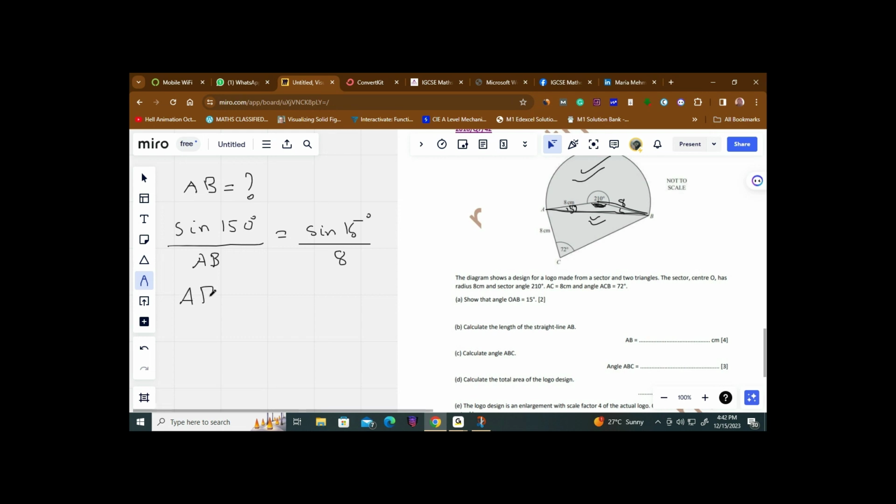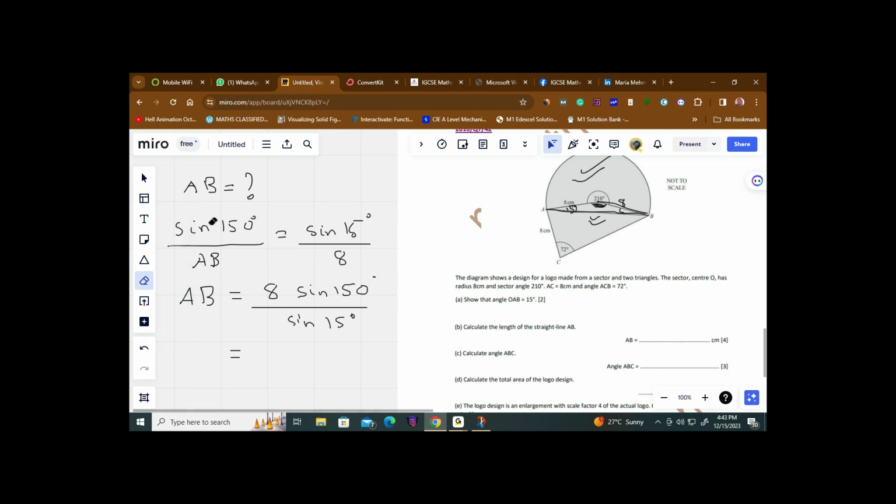Mention this step. Don't skip it. So 8 will go here, and sine 15 will go in the denominator. That's a little swapping. Then you use your calculator to get the value of your AB. Within 3 beautiful steps, you get your answer, and the 1 mark is for the answer you write on the blank. That's how the 4 marks are adjusted.